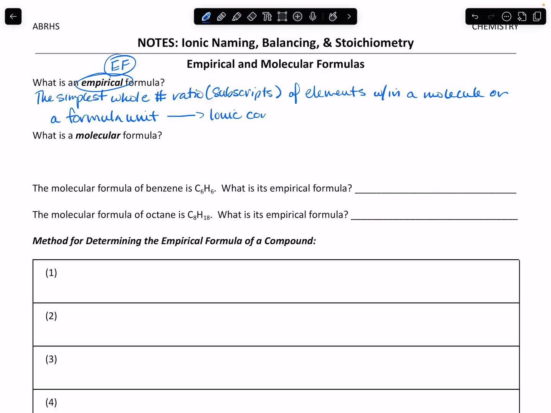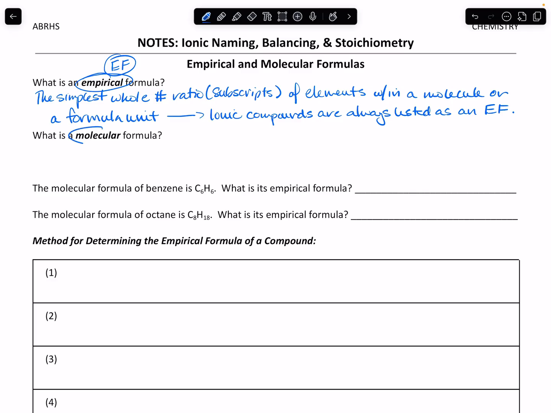Now, one thing to keep in mind, ionic compounds are always listed as an empirical formula. We know that one of the rules for writing formulas for ionic compounds is that the subscripts must be the simplest set. And what that means is they must be an empirical formula. So anytime you're dealing with an ionic compound, it should be in its empirical form.